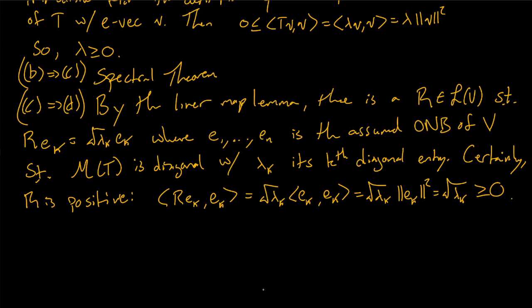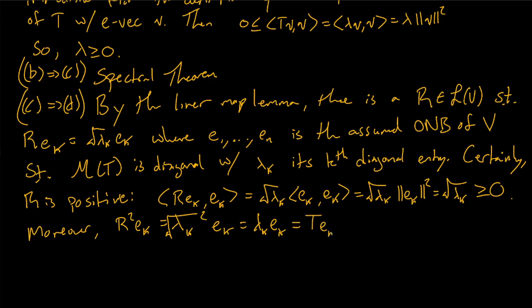Moreover, R squared of e_k is equal to the square root of lambda_k squared, times e_k, but that is just lambda_k e_k, which notice is just T(e_k). So, T equals R squared. That is, R is a square root.